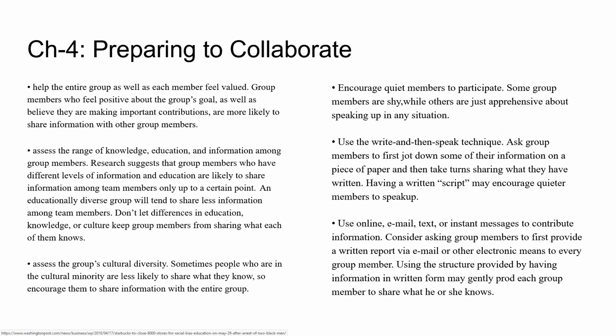Assess the range of knowledge, education, and information among group members. Look at your group members. How much does each person know? What's their educational background, and what information do they have that's related to our topic? Research suggests that group members who have different levels of information and education are likely to share information among team members only up to a certain point. An educationally diverse group will tend to share less information among team members. So don't let differences in education, knowledge, or culture keep group members from sharing what each of them knows.